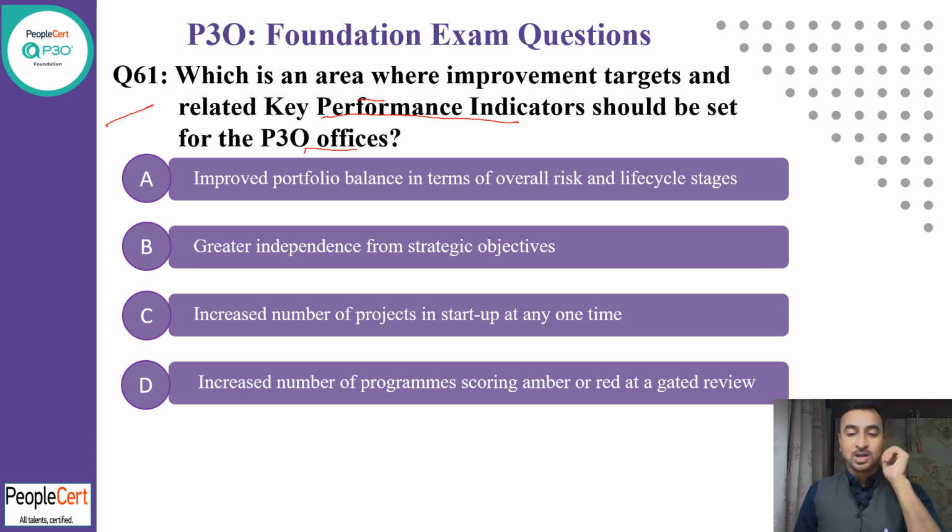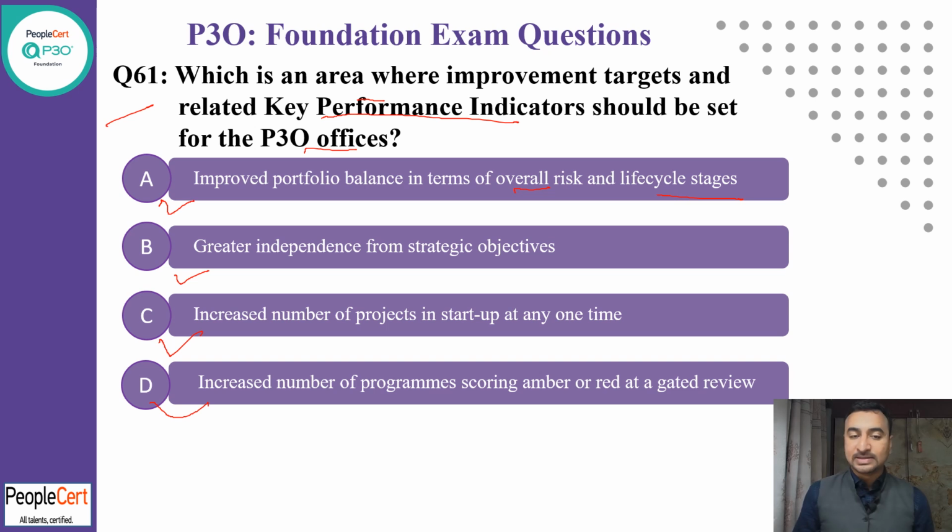the P3O. Now a KPI should always be measurable, that you need to recall. Now read the options available for this. Option A says improved portfolio balance in terms of overall risk in the life cycle stages. Option B says greater independence from the strategic objective. Option C says increased number of projects in startup at any one time, and increased number of programs scoring amber and red at gated review.